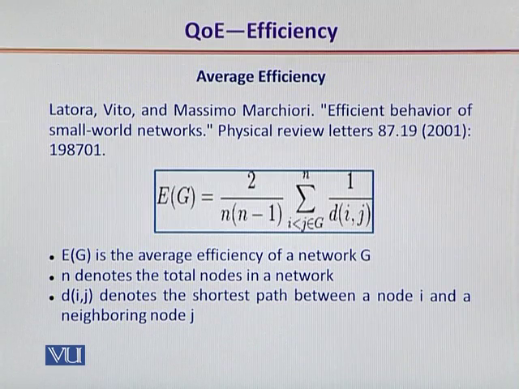Another paper titled Efficient Behavior of Small World Networks gives an expression for the average efficiency of a network G. Here we see that this average efficiency is a function of the nodes in the network and the distances between these nodes. So a larger distance is going to have an adverse effect on the average efficiency, and shorter distances would increase the efficiency.